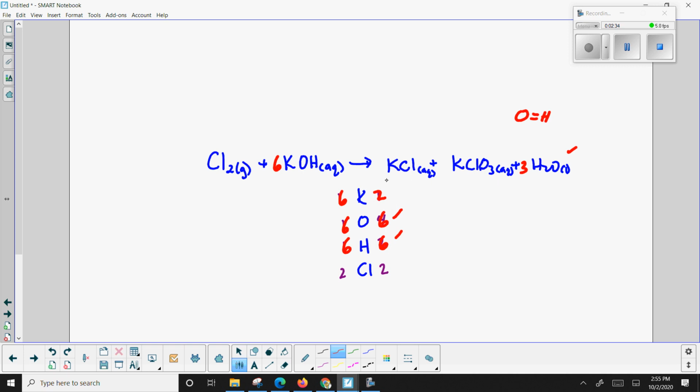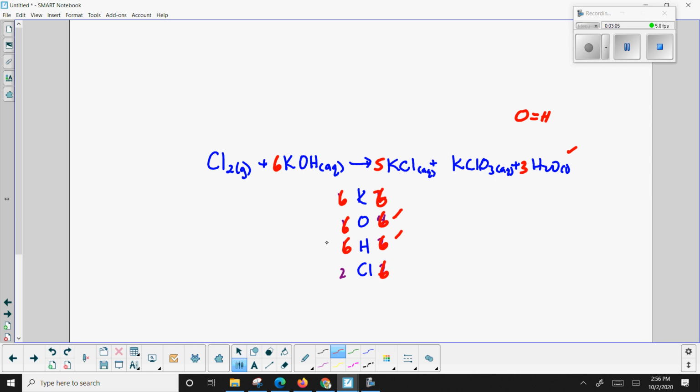So I need to have a total of 6 potassiums. What if I put a 5 in front here? And my reasoning is this. I'm only going to be changing the chlorine. If I only change the chlorine, I only have to change the coefficient here, right? If I change the chlorine and the potassium. So let's see what happens here. So I'm going to have 5 potassiums here, and 1 gives me 6. So that works out. Now the chlorines, I'm going to have 5 over here, and looks like I've got 1 over here, so 6. So I've got 6 chlorines.